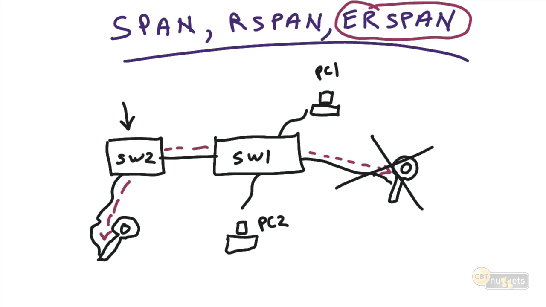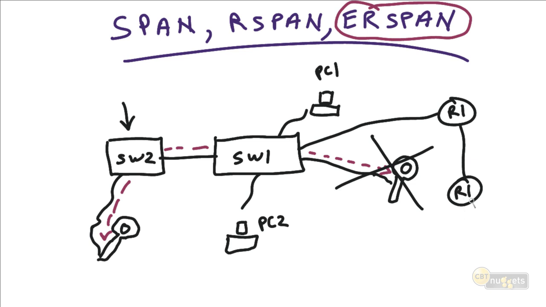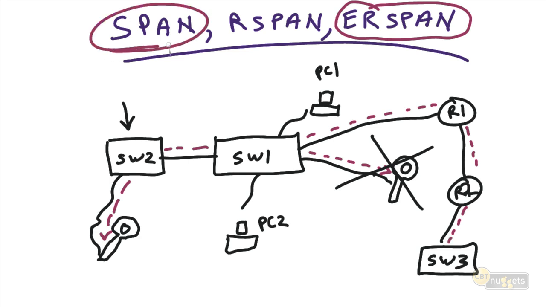With ERSPAN, we're really going to have the analyzer in a remote location. Here's a router. Maybe it connects to another router at another office that we have. That's R2. And then that connects to some switch 3 that's beyond those routers. Sure enough, with ERSPAN, or encapsulated remote SPAN, we can go ahead and send the traffic in an encapsulated routable form over to a remote device. So with SPAN, the analyzer is local to the switch. With remote SPAN, it is not. With ERSPAN, it can even be farther away.